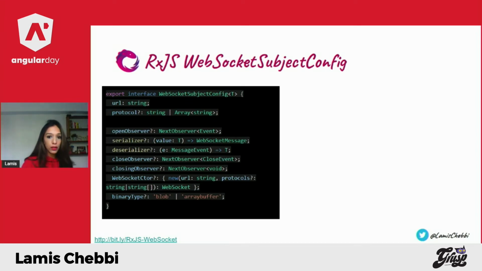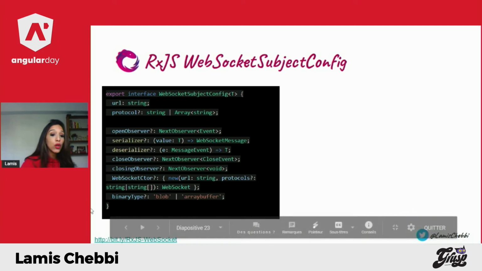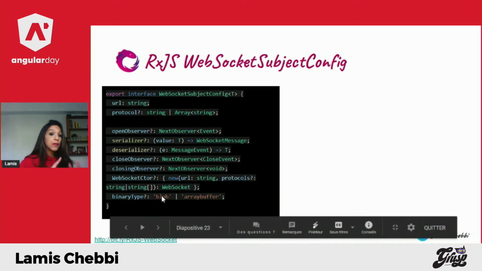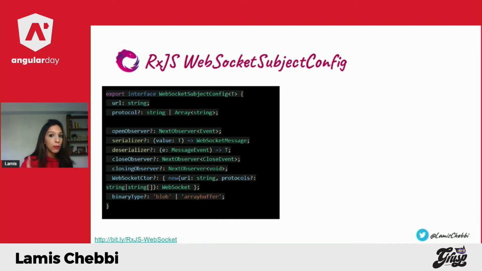So what shall you do in order to handle those customizations? This is very helpful in the real world because you will for sure need to do some customization in order to make things work. So this is the answer, your solution. It's the WebSocket subject config, and those are the properties that you can customize: the opening of the connection, the closure, the binary type, the serialization, deserialization. You will find at the bottom of my slide, which I'll be sharing later, the link to the official documentation in which you can find the exhaustive and complete list of properties of this WebSocket subject config.